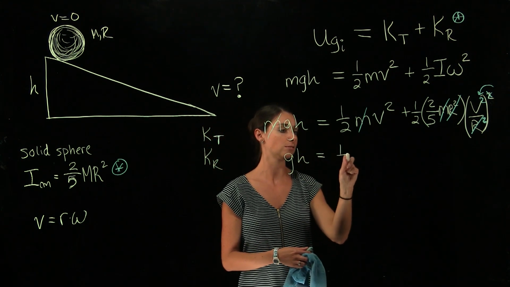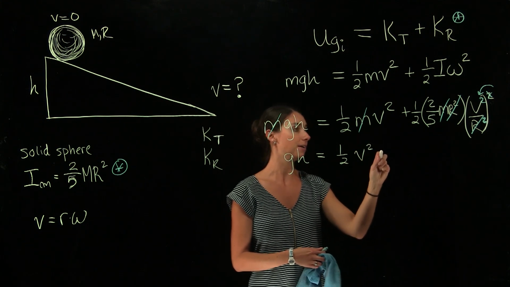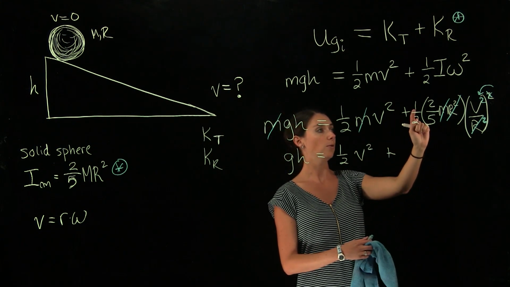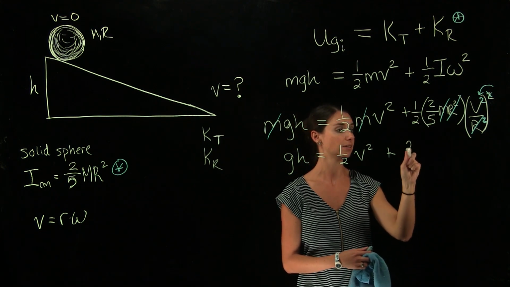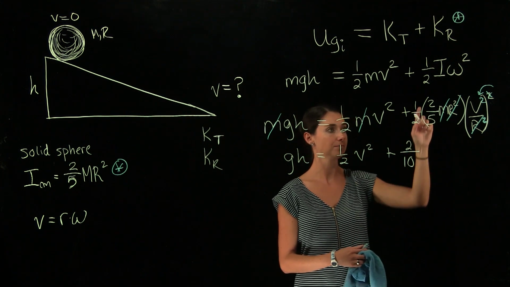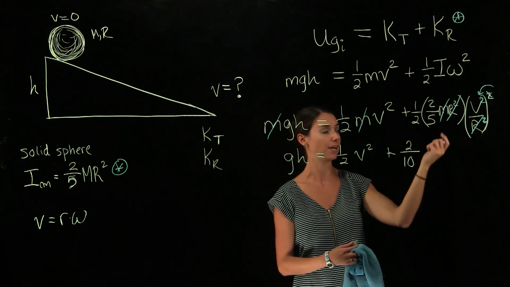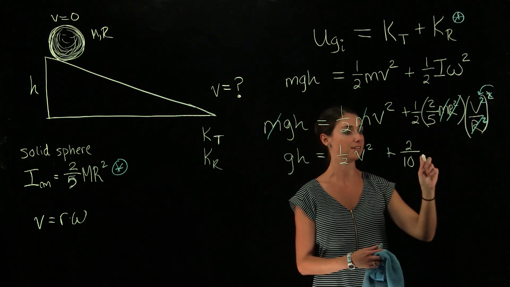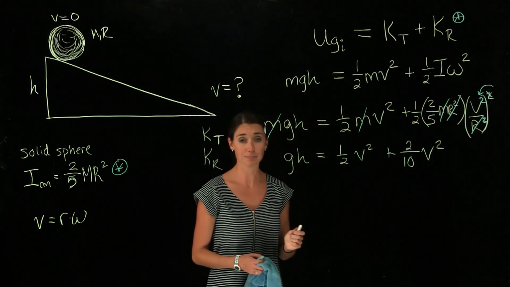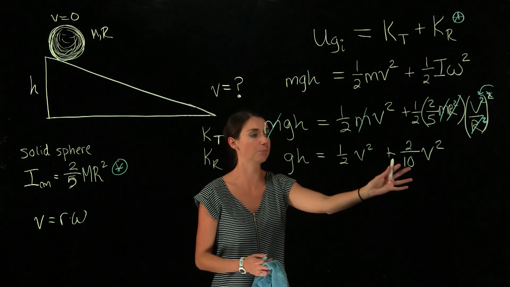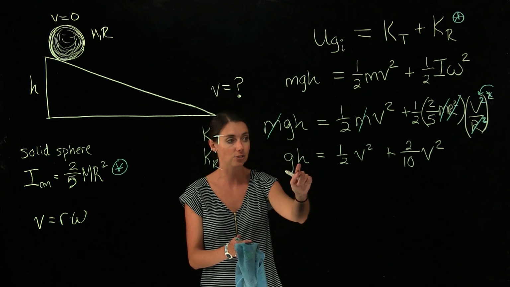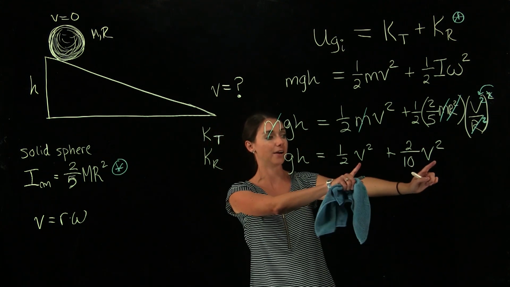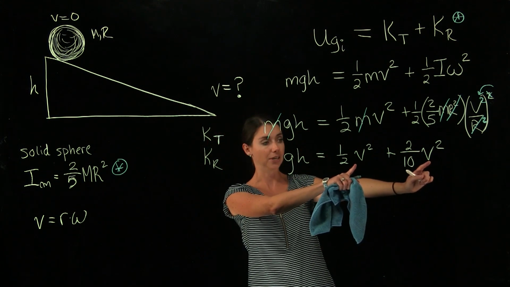gh equals 1/2 v squared plus 1/2 times 2/5. That's going to give me 2 over 10. So 1 times 2, 2 times 5, and then all this stuff canceled. So I just have v squared. So it's much, much simpler to solve at this point, because we know our height, this is our one known value. Now I have v, which is what I'm looking for.